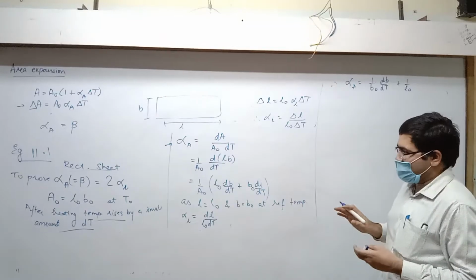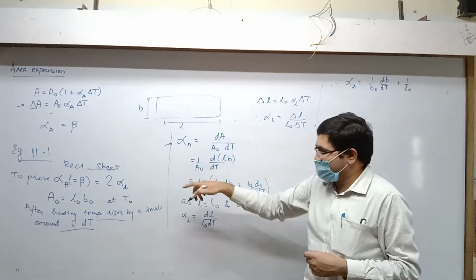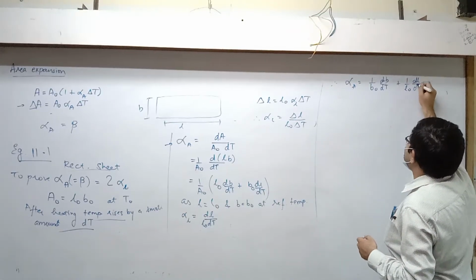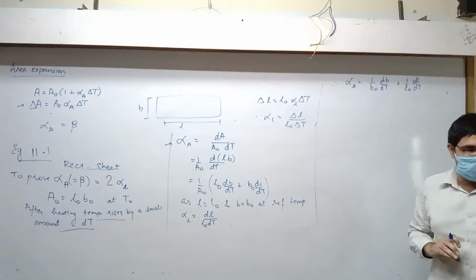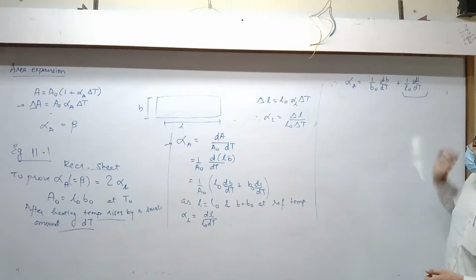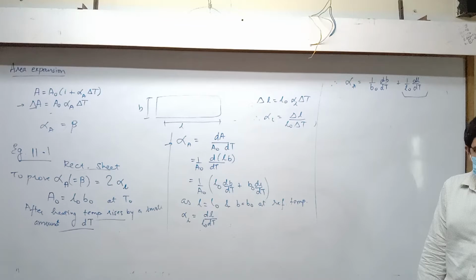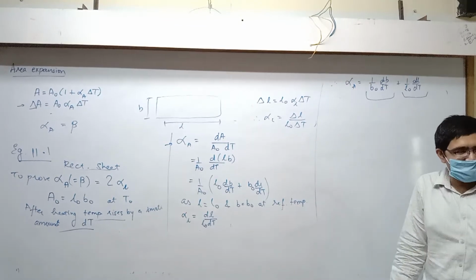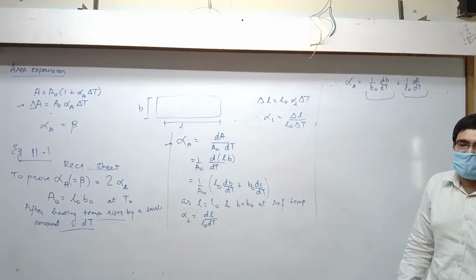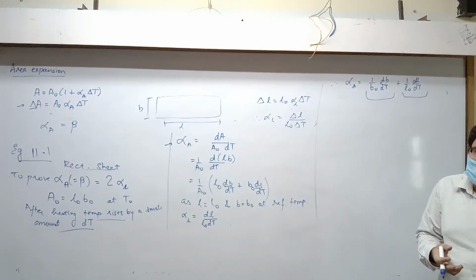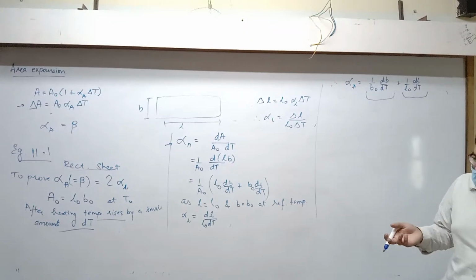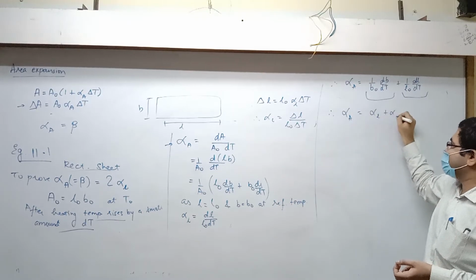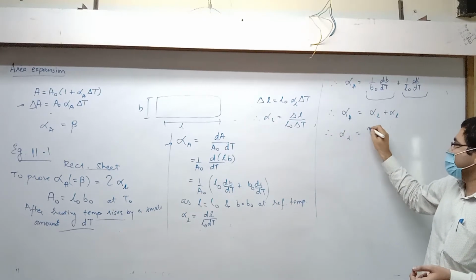Okay, I hope the math is not tough. B0 by A0 is 1 by L0. I am sure you realize. Now what? What's this? That's also alpha. It's not alpha B, it's also alpha L. Because whether it is breadth or length, everything is called length. Correct or not? If you measure this way it's breadth, this way it's length. They are both length. So alpha A is equal to alpha L plus alpha L.